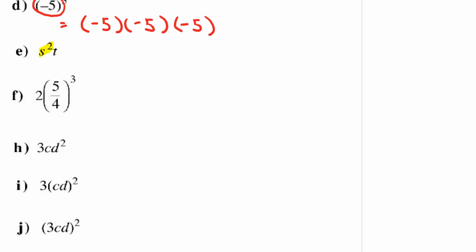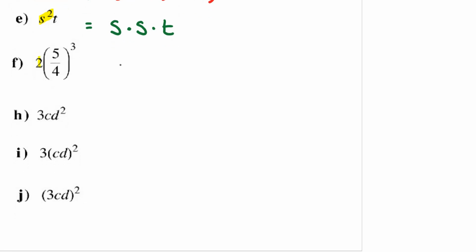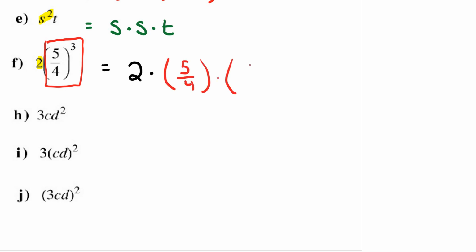For letter E, I have s to the power 2, so the s gets written as a repeated multiplication as s times s, and then we have just the letter t that's just hanging around. For letter F here, the 2 does not have a power to it, so we leave the 2 alone. But then we take a look at the brackets, right? The bracket is being raised to the power 3, so I can have a bracket of 5 over 4 times bracket 5 over 4, and then times bracket 5 over 4. So it's everything inside the bracket that's being raised to the power 3, right? The 2 is not being raised to a power 3, so we just leave that alone.